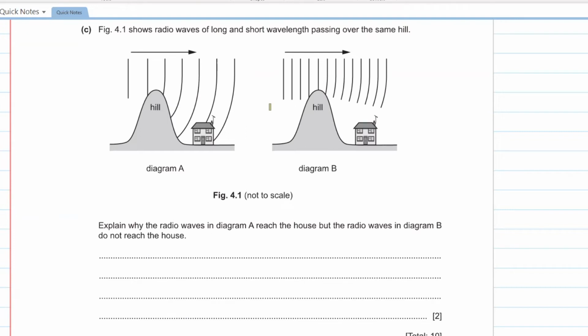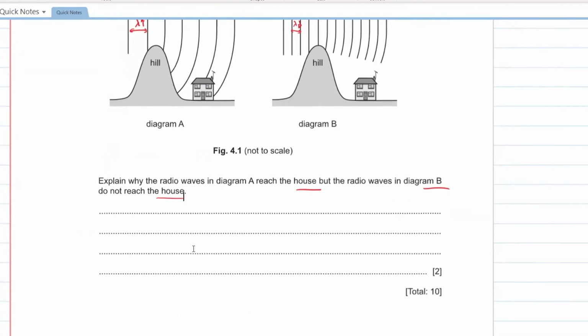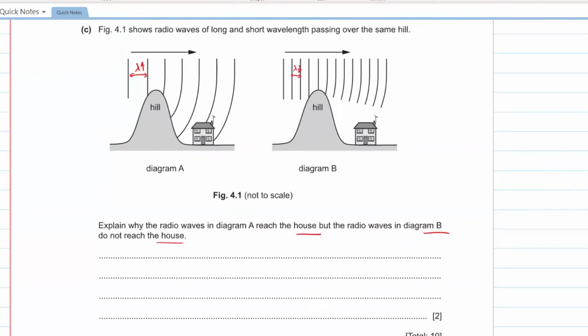Figure 4.1 shows radio waves of long and short wavelength passing over the same hill. Now, if you are a good student, you will instantly realize what is happening here. If your wavelength is larger, can you see diffraction is happening? And if your wavelength is small, can you see the amount of diffraction has decreased?